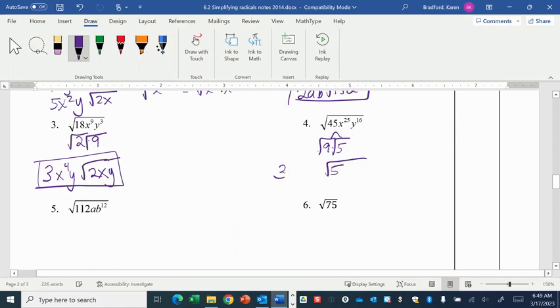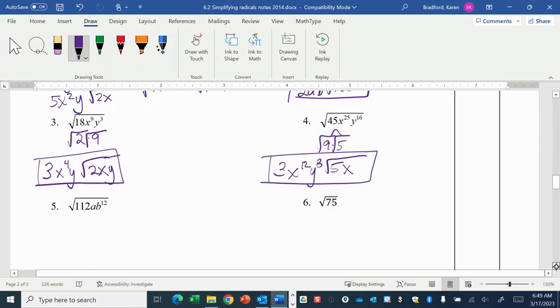Now, x to the 25th, we're finding how many groups of 2 are in 25. Well, we've got 12 groups of 2 with 1 left over. And y to the 16th, we want to know how many groups of 2 are in there, so we have y to the 8th.